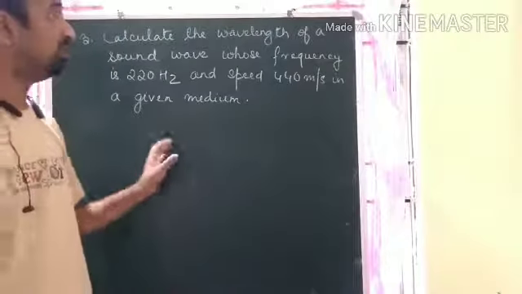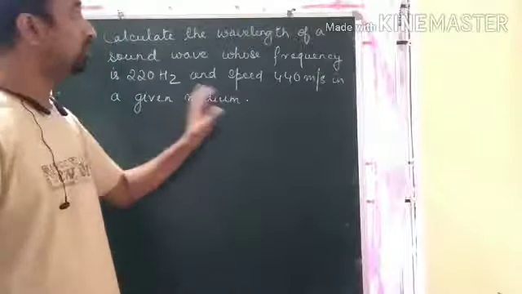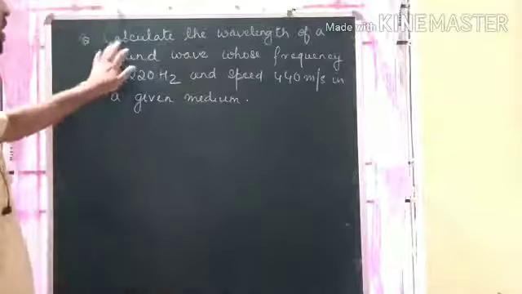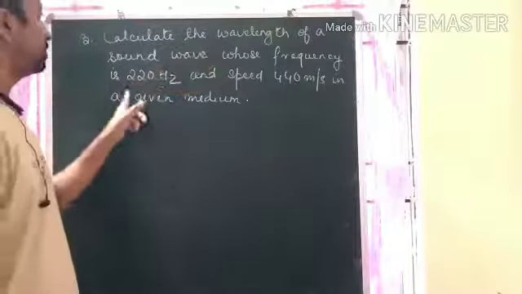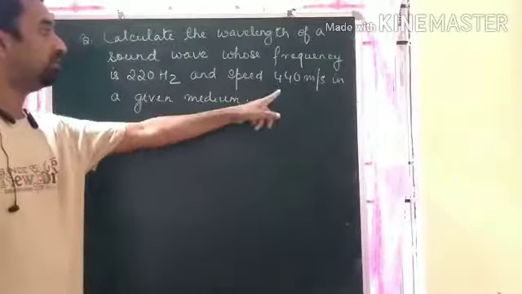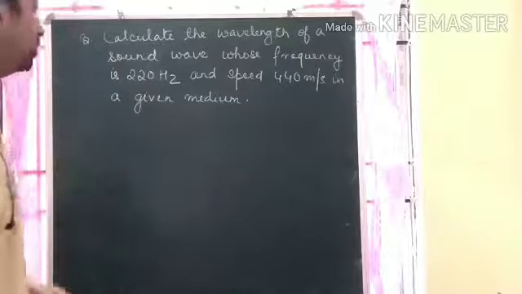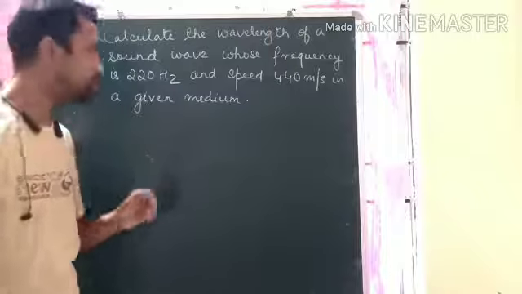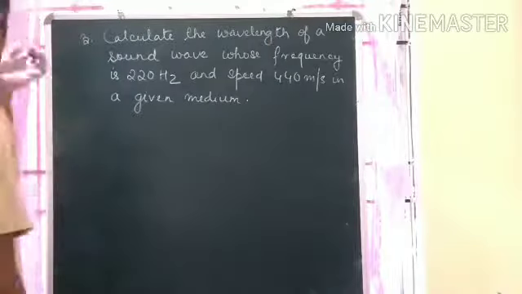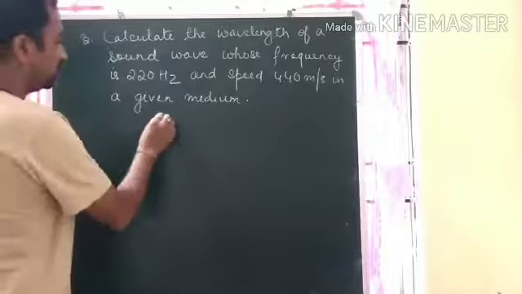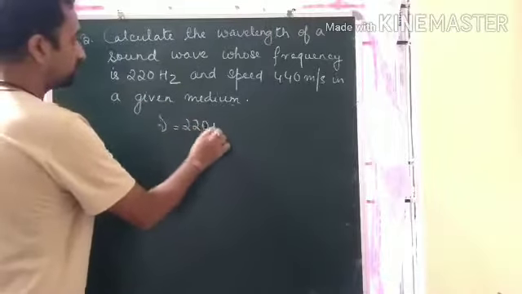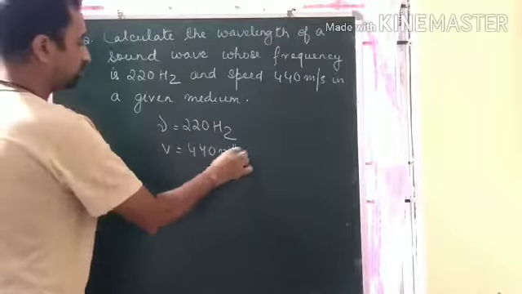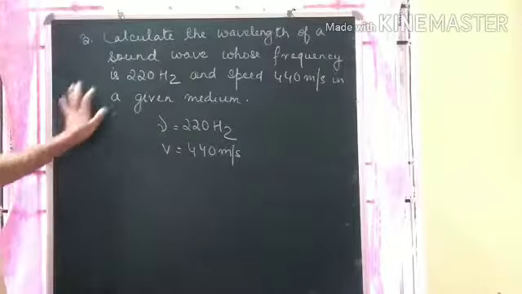So let us finish the session with a numerical related to the chapter Sound. Calculate the wavelength of a sound wave whose frequency is 220 Hz and speed 440 meter per second in a given medium. This is an in-text question on page number 166 of your NCERT book. So how to solve this? The frequency is given, which is 220 Hz. The speed of sound is 440 meter per second. We need to find the wavelength.